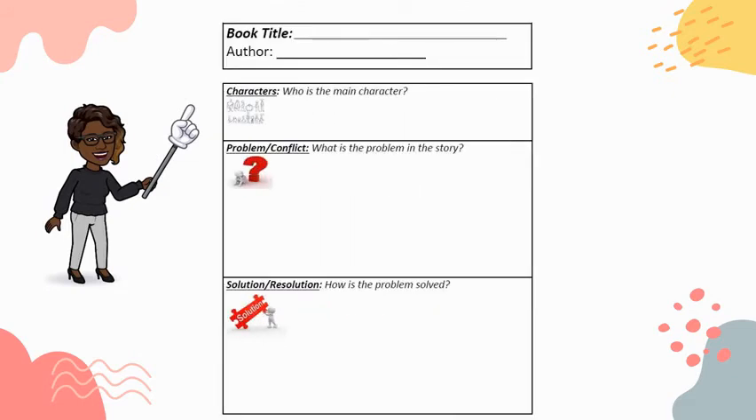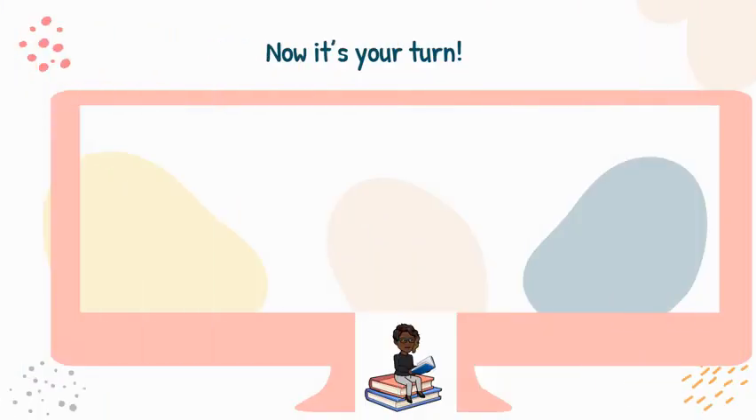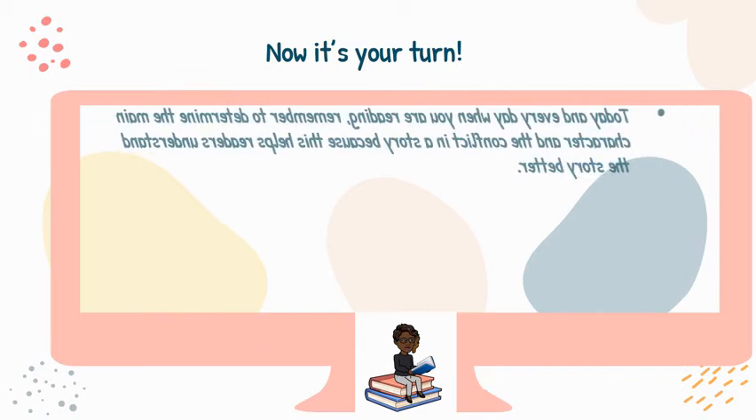You're going to go to MyOn and you're going to choose a fiction book and fill out the character, problem, conflict, solution, resolution table. Now it's your turn.